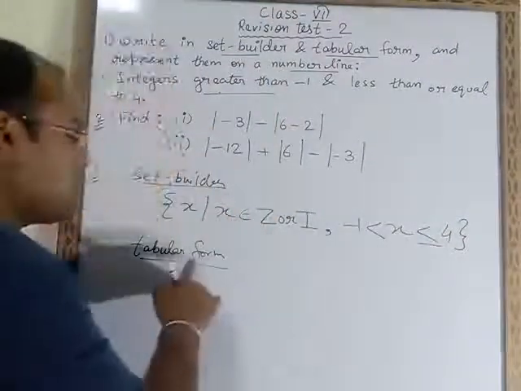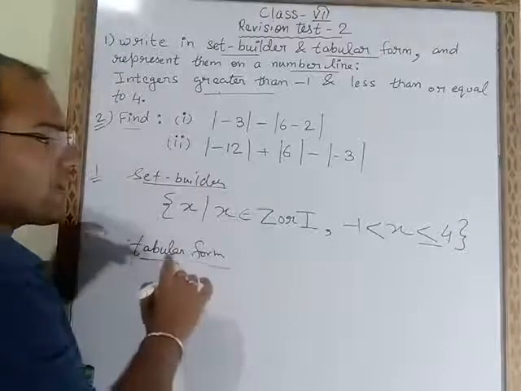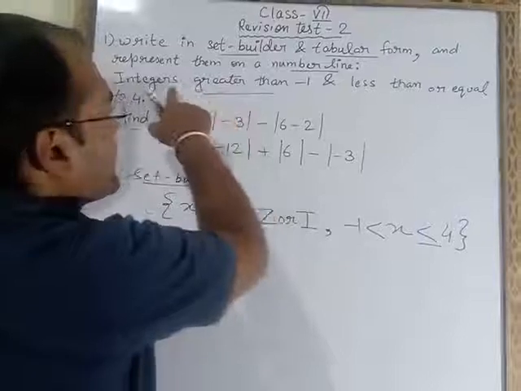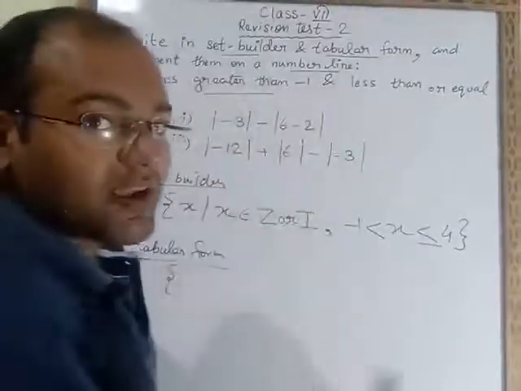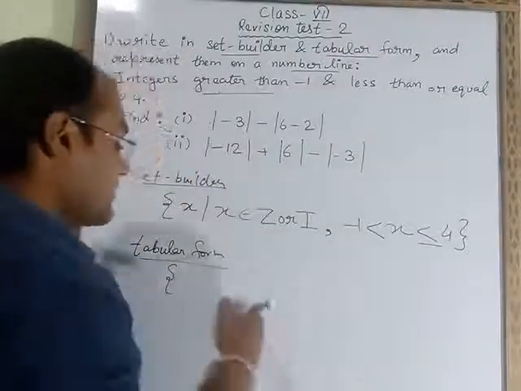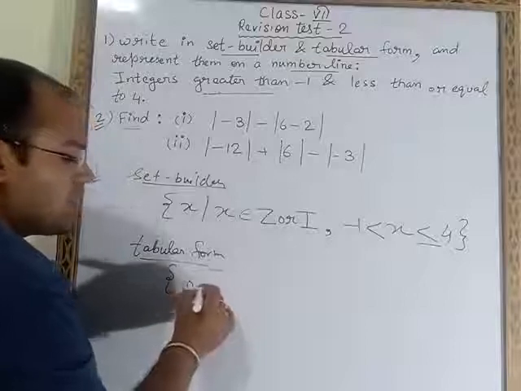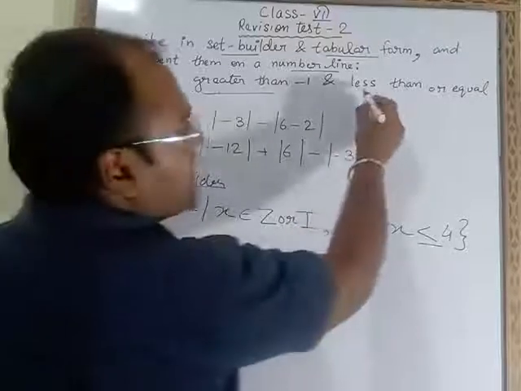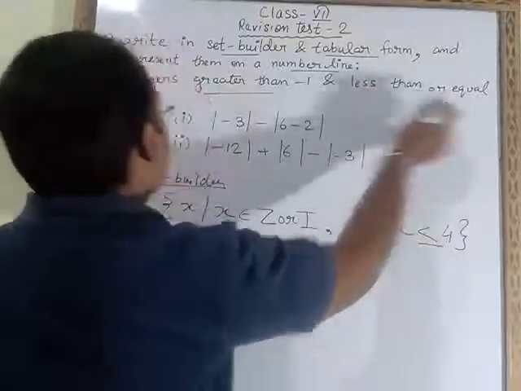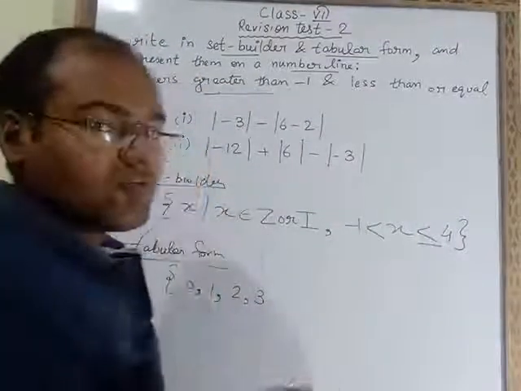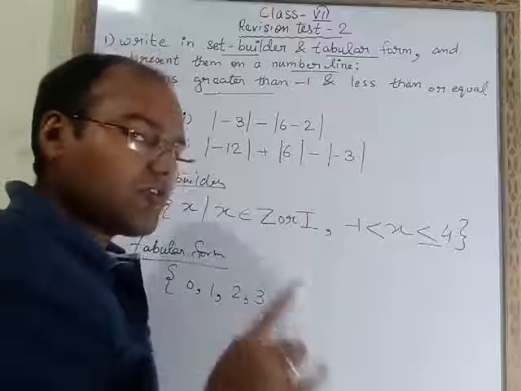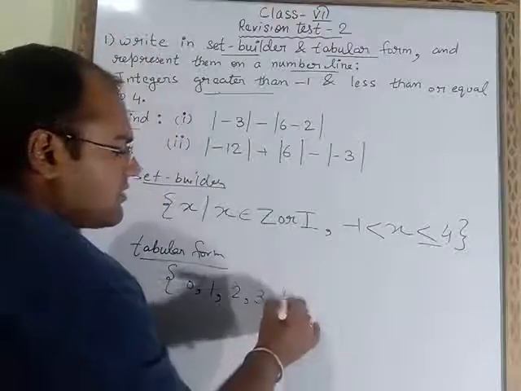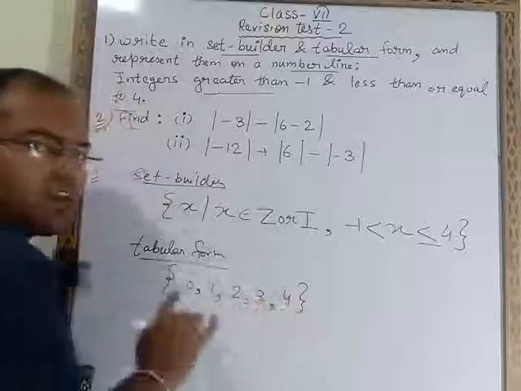Now next is tabular form. In tabular form what you have to do? We have to write the elements with the help of commas. We have to write integers greater than -1. Greater than -1, which integer is coming? Greater than -1 is 0. Then 1, 2, 3. We have to write integers less than or equal to 4. Equal to 4 means 4 also you have to take. So 0, 1, 2, 3 and 4. So like this you have to write in tabular form.